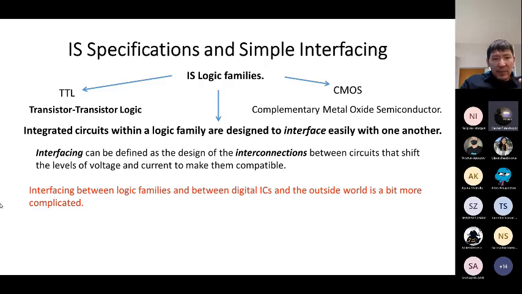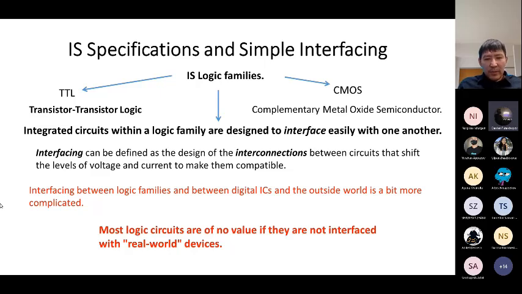Okay, interfacing between logic families and between a digital integrated circuit and the outside world is a bit more complicated. Within the same family, voltage and current are the same. But when you're working with different families, or when you want to connect your integrated circuit to some output device, you should think about how to properly connect them. It can be complicated, but if you understand the voltage, current, and other parameters, it's not so difficult to handle.